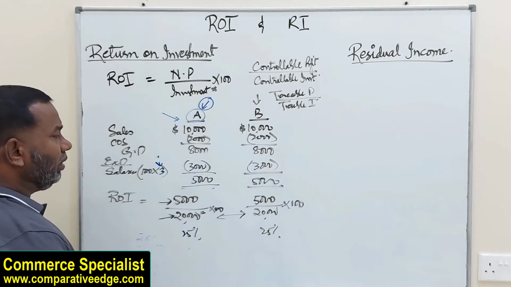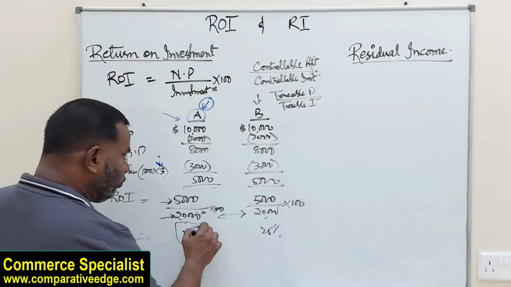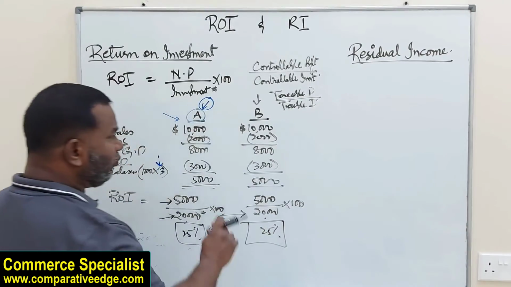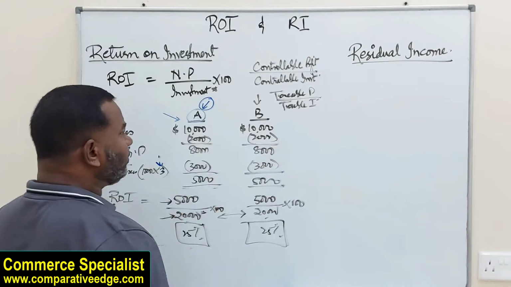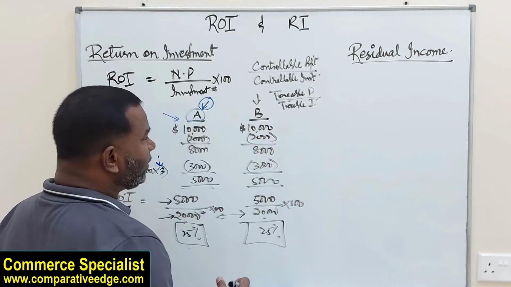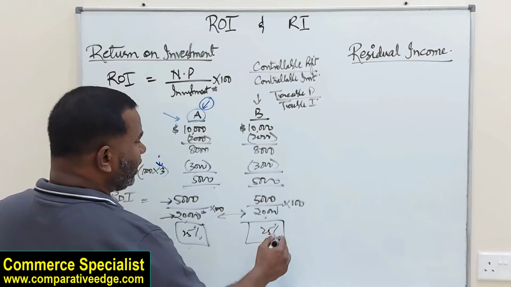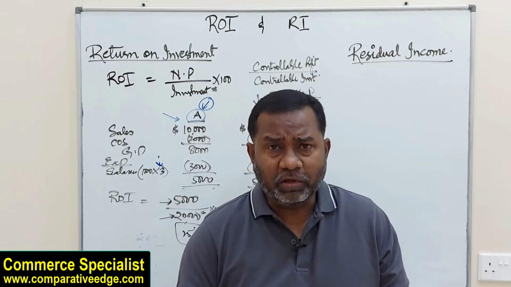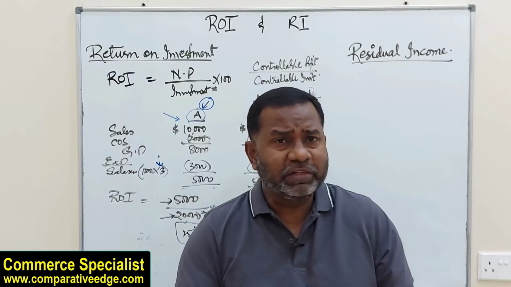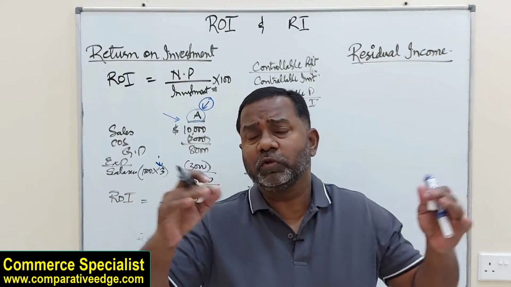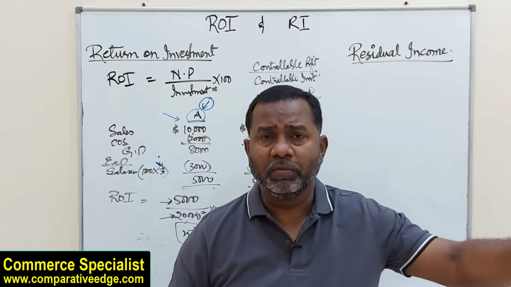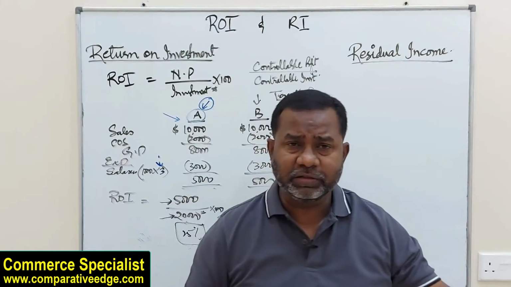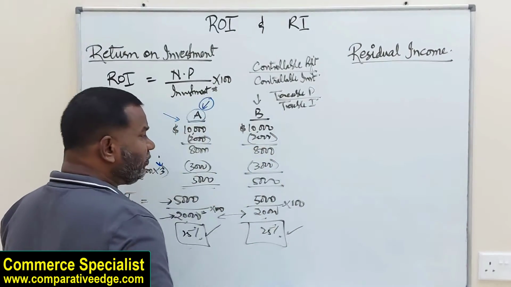If everything was okay, there was no interference, no pressure from the top management. Everything was in my control. I had the freedom. What is my ROI? 25. What is Department A's ROI? 25. Now that my boss forced me to buy a generator, which I never wanted, he forced me to buy a generator for his own personal reasons, personal benefits. What happened to my performance?